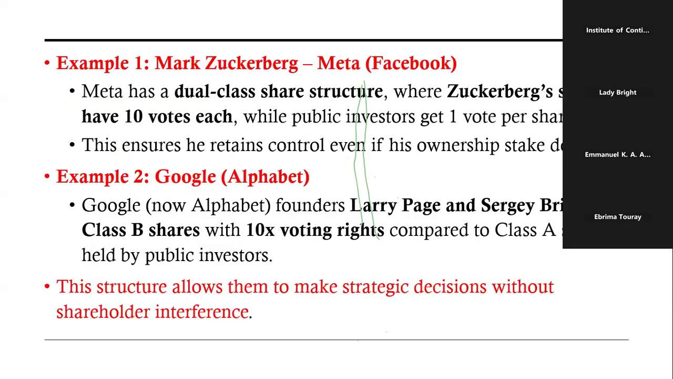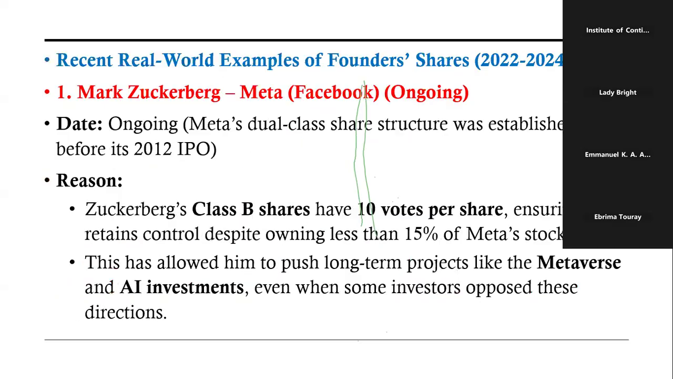Because in the case of Facebook, Mark Zuckerberg, that's exactly what he did. And then you are not able to dictate to him what Facebook should go into or what Facebook shouldn't go into. And the recent one was the AI invention by Meta.